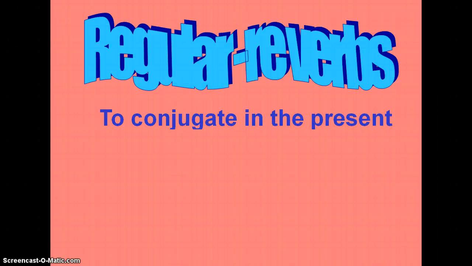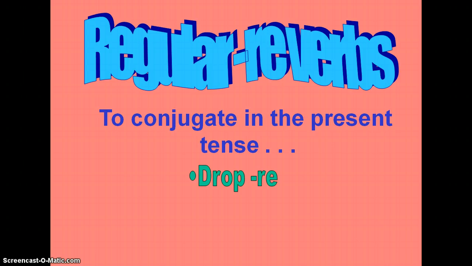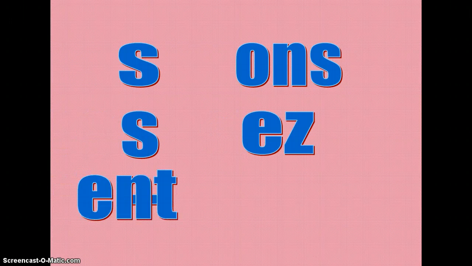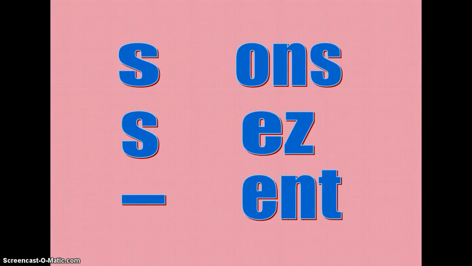All right, so the next verbs we're going to talk about are the RE verbs. In order to conjugate a verb ending with re in the present tense, all you have to do is drop the re again, and of course add the appropriate endings. The appropriate endings are as follows. First person is s, second person is s, third person nothing, of course. For nous it is ons, for vous it is ez, and then for ils plural it is ent.